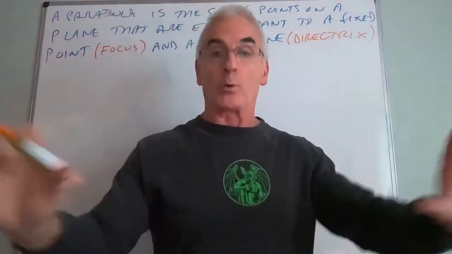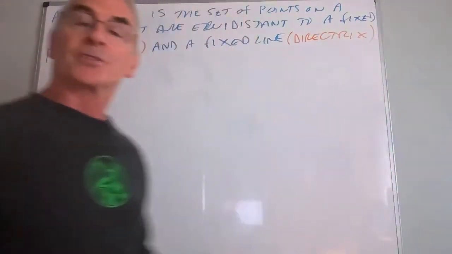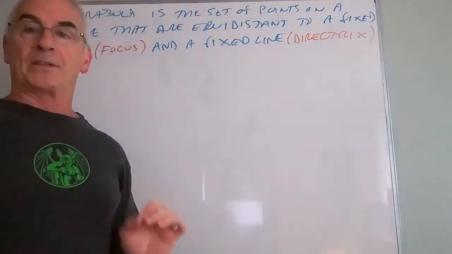When I say a fixed point and a fixed line, that means that I'm starting with a point and a line that are already in place. Then I start discussing the parabola. So every parabola starts with a fixed point and a fixed line.